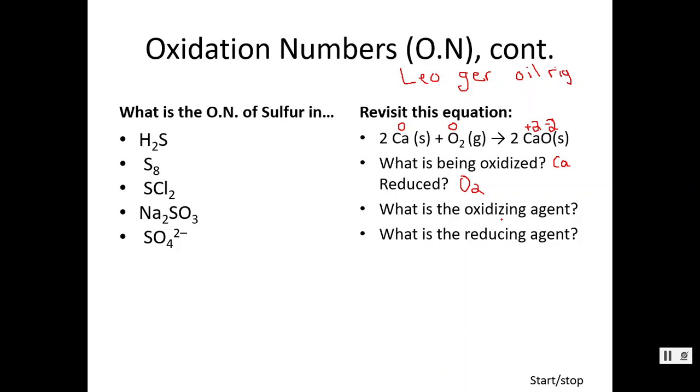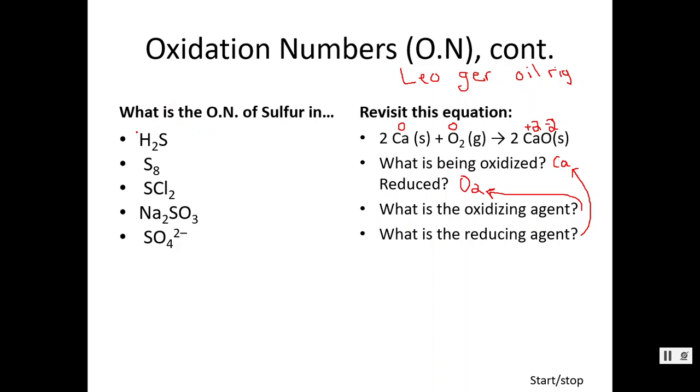So that's determining what is being oxidized and what is being reduced. Remembering that the oxidizing agent is the species that is reduced, oxygen is also the oxidizing agent. And the reducing agent, the species that is oxidized, is the calcium. So that's how to attack this problem using those concepts of oxidation, reduction, and oxidation numbers.